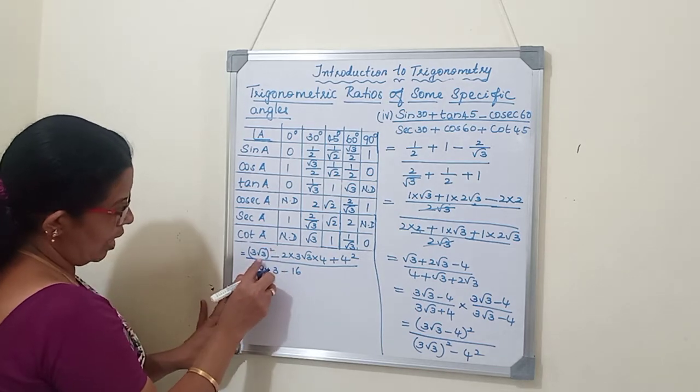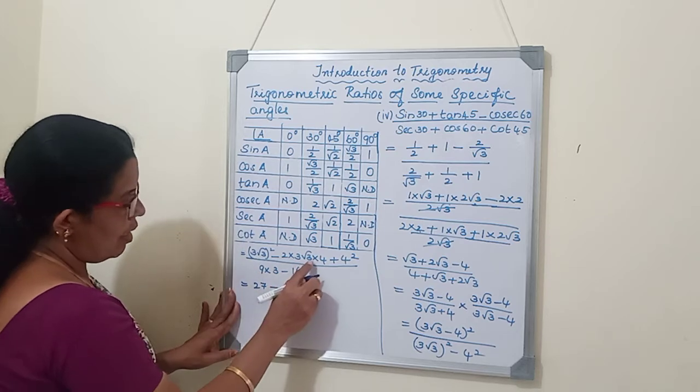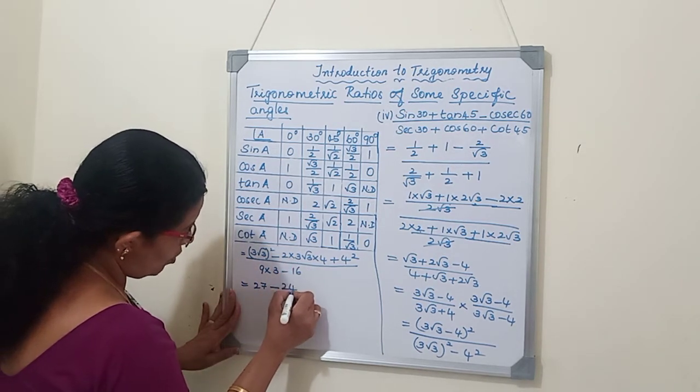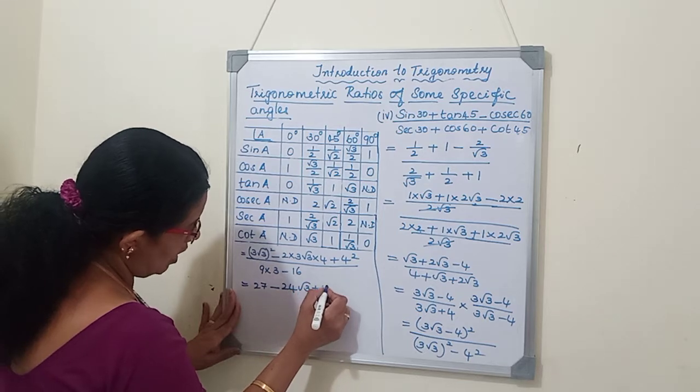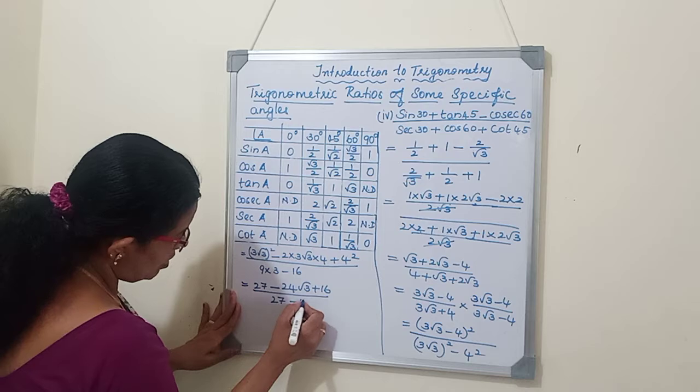Again root 3 square is 3. Same thing. 9 into 3, I will write 27 minus. Here 4 into 2 is 8. 8 into 3 is 24 root 3 plus 16, 4 square, divided by 27 minus 16.